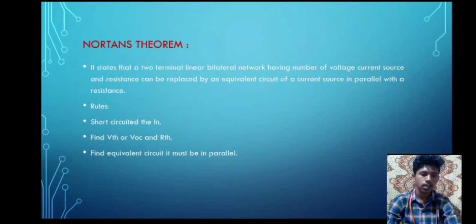It states that a two-terminal linear bilateral network having a number of voltage sources, current sources, and resistances can be replaced by an equivalent circuit of a current source in parallel with a resistance. Which means Norton's theorem states that any complex linear circuit can be simplified to an equivalent simple circuit with a single current source which is in parallel with a single resistor connected to a load.